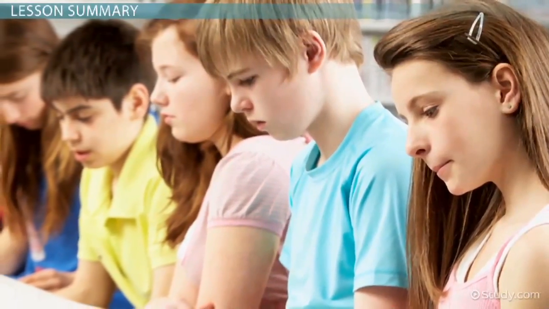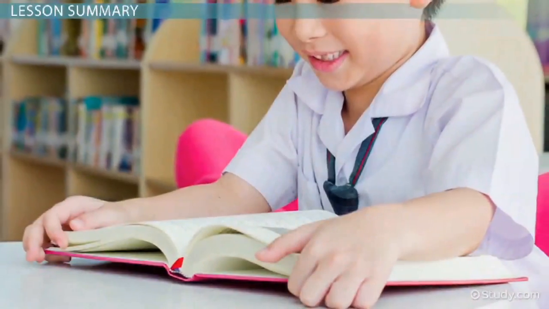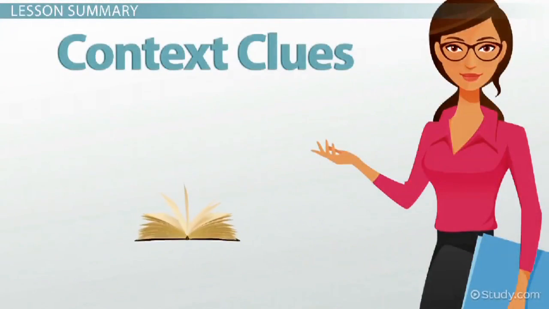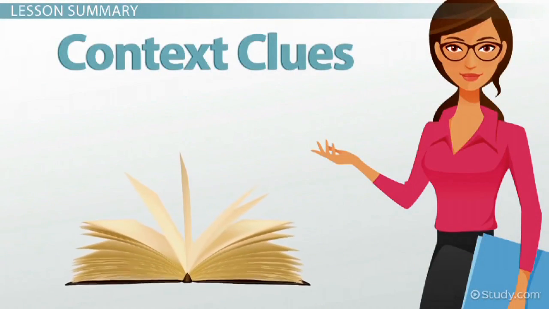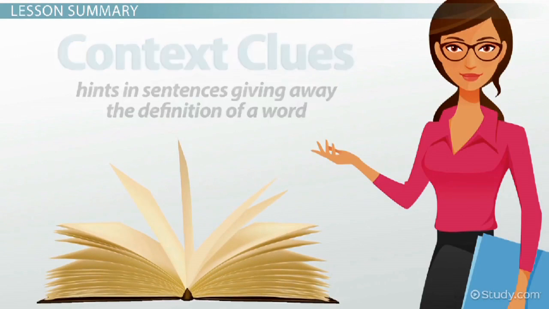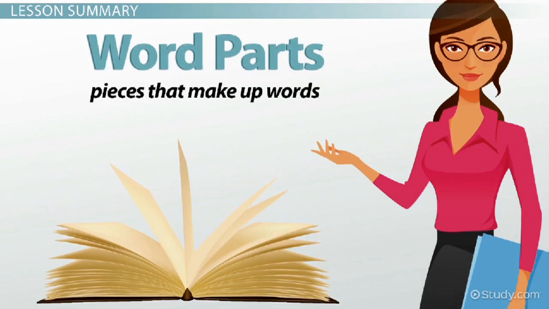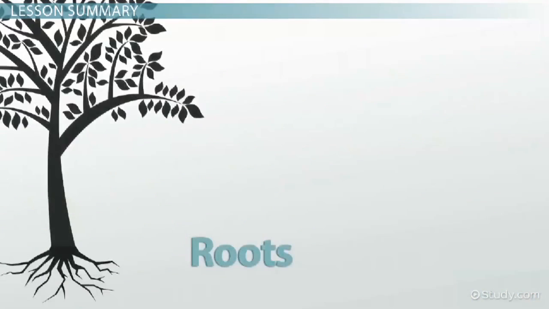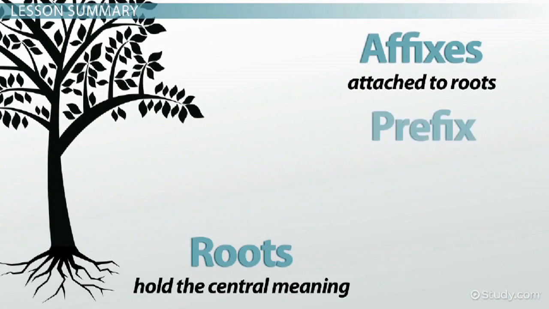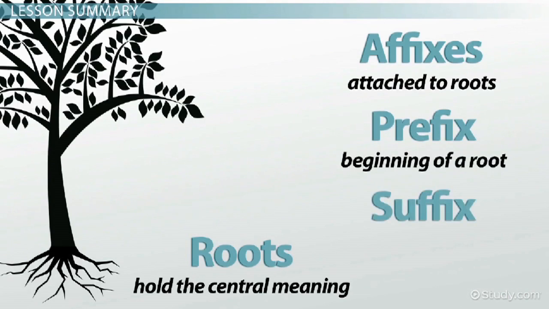To review, vocabulary acquisition is a very important concept to use in a language arts classroom. Students need to learn how to use context clues, which are the hints in sentences giving away the definition of a word, and word parts, which are the pieces that make up words. Word parts include roots, which hold the central meaning, and affixes, which are attached to roots. A prefix is an affix attached to the beginning of a root, and a suffix is an affix attached to the end of a word.